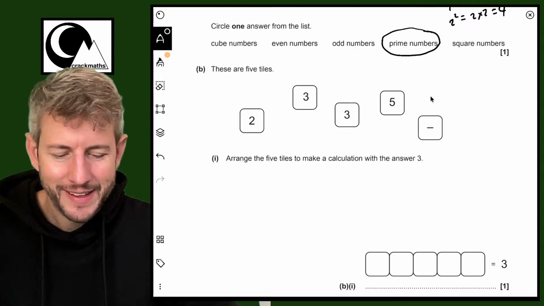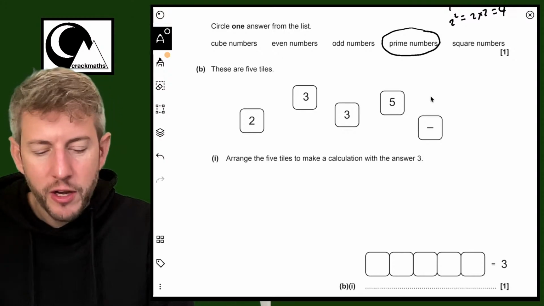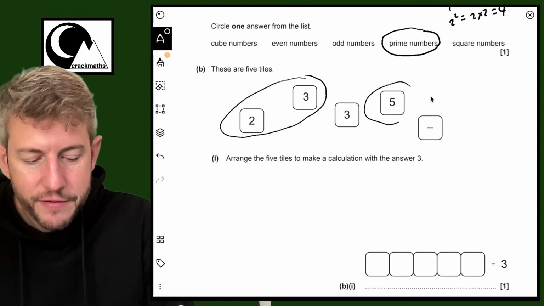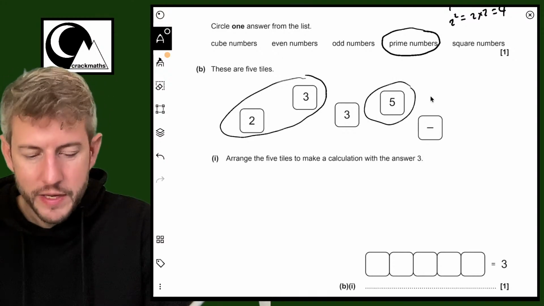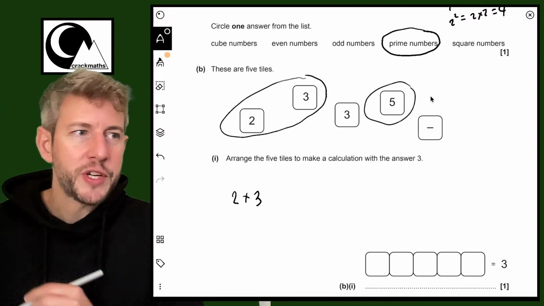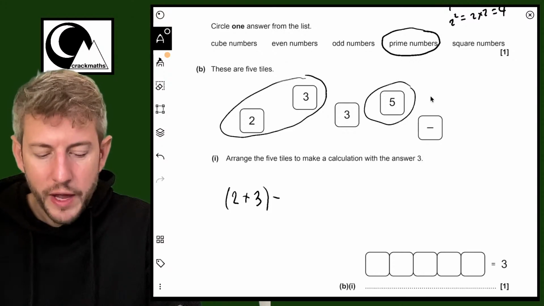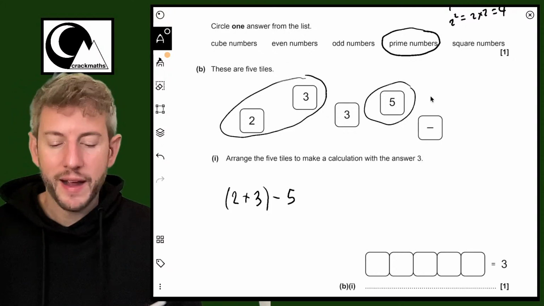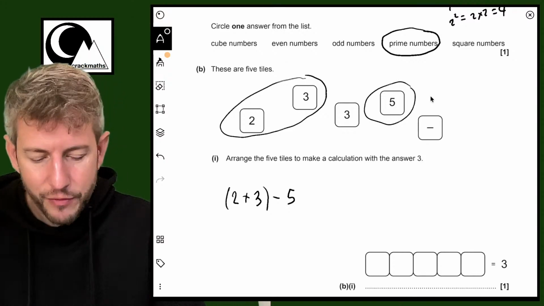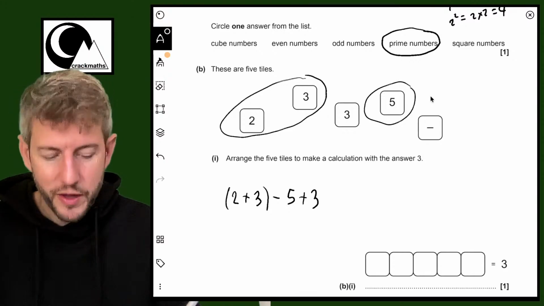Okay, right. So what I'm going to do is, if I look at these, I can see that these make 5. So I'm going to do 2 add 3, which equals 5. And then if I take away 5 from there, I'm back to 0, because 5 take away 5 is 0. And then I'm going to add the 3. There's probably multiple ways of doing this, but this is the way that I'm going to go for.